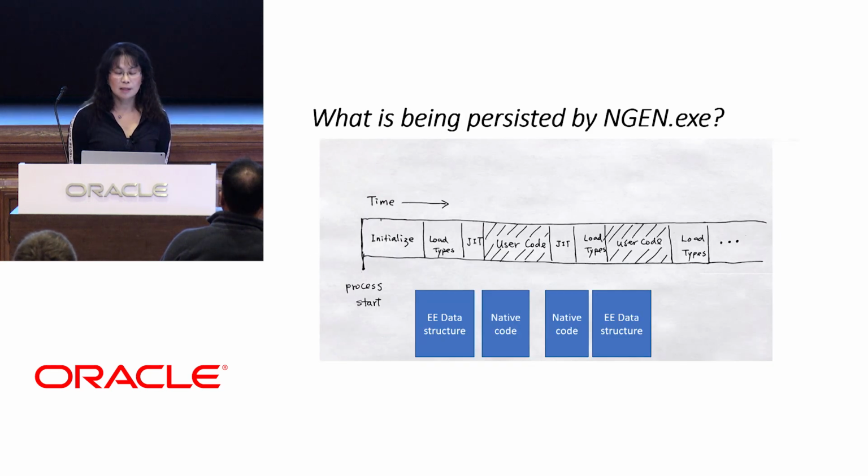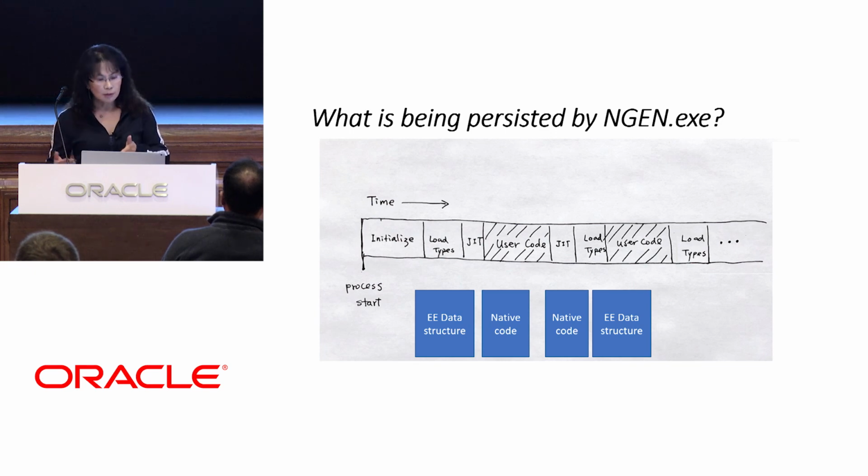What is being persisted by NGEN.exe? Remember that friendly diagram, not as fancy as Mark's? Let's go back to that diagram again. Runtime being initialized, we load a type. When the runtime loads a type, it generates data structures. The data structures that we generate, we call EE data structures. And the JIT converts IL to native. Java's world is bytecode to native. And there's the native code.